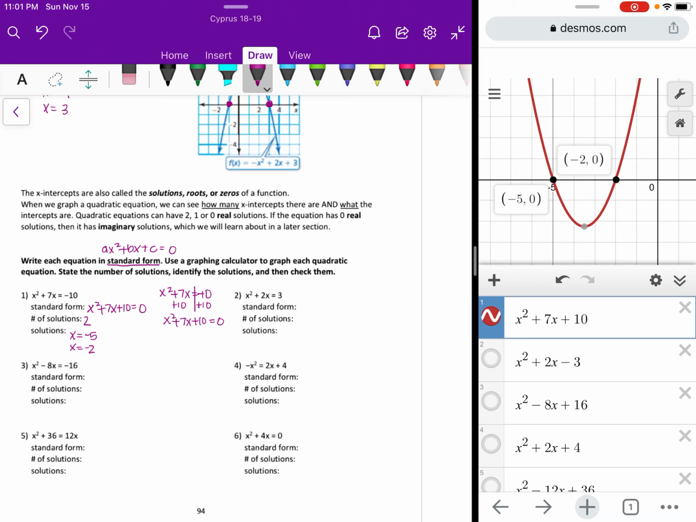And that's it. Let's move on to number 2. Number 2, we have x squared plus 2x equals 3. Make it into standard form by subtracting 3 from both sides. So x squared plus 2x minus 3 equals 0. That's our standard form.